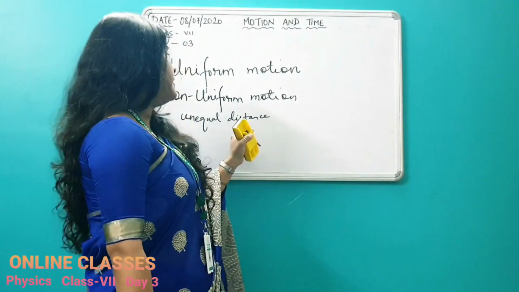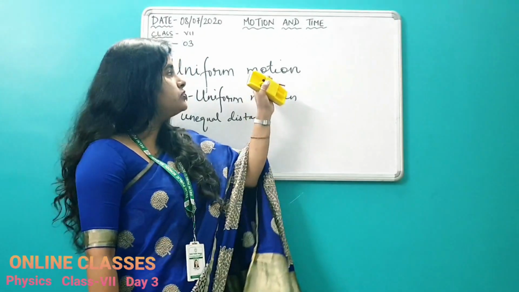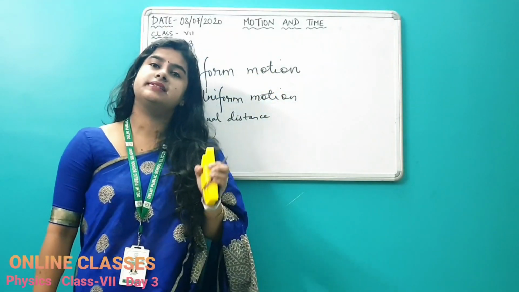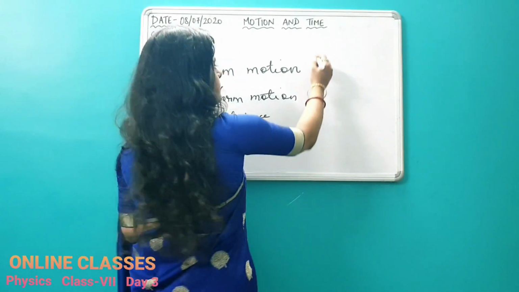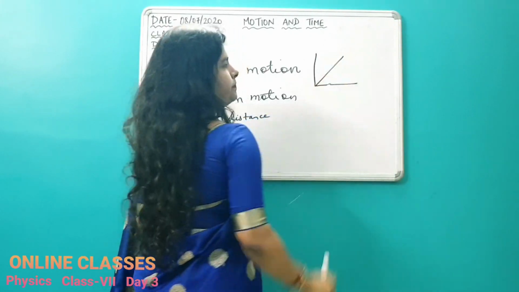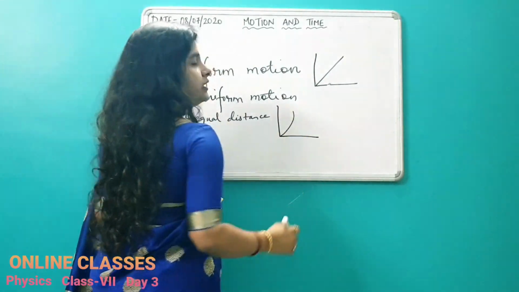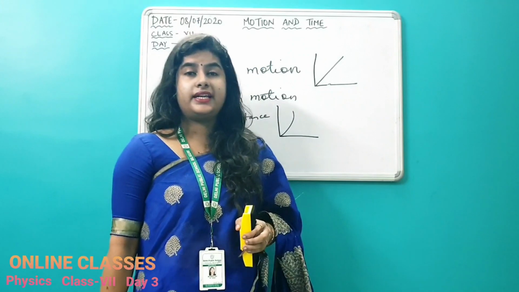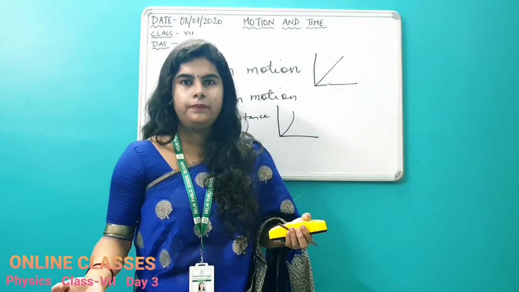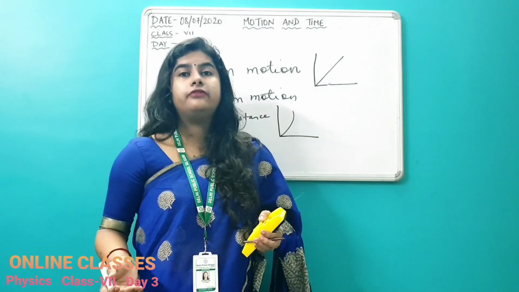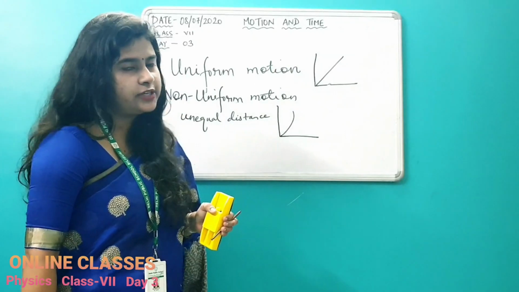The distance-time graph for a non-uniform motion will never be a straight line. For a uniform motion, the distance-time graph will always be a straight line. Got it? The distance-time graph will somewhat be like this. But for a non-uniform motion, it is going to be a curve. It will not be a straight line because the distance is covered unequal. Is that okay, children?